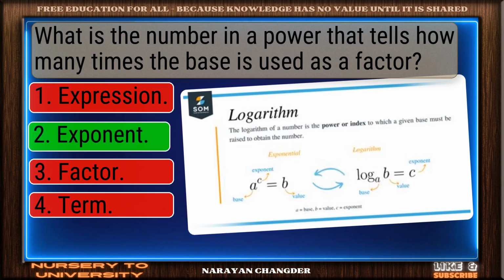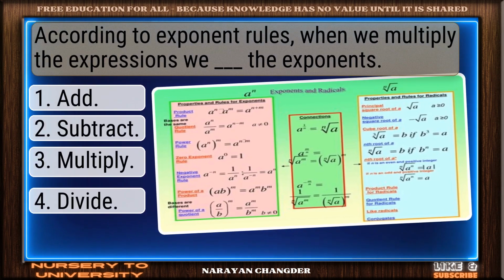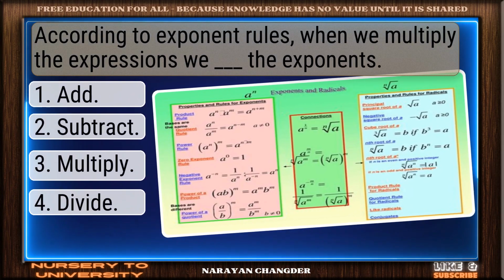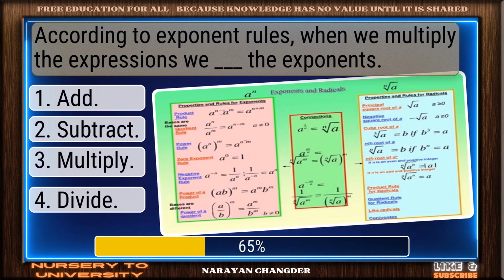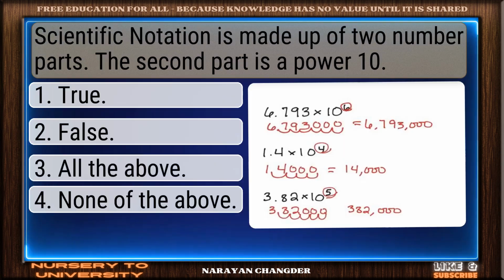Good job. Your answer exponent works well here. According to exponent rules, when we multiply the expressions, we add the exponents. Well reasoned. Add is the correct choice.